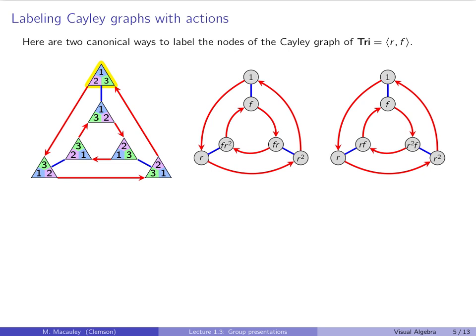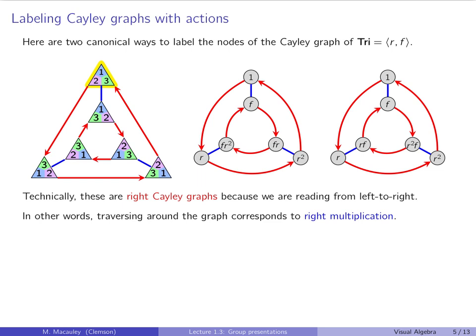In this class, we will typically prefer this one. And that's just because nodes that are close to each other, so this pair and this pair, have the same power of R, whereas over here we have an R and an R squared, and R and R squared. And that's just my personal preference. Even though there are not that many people that use Cayley graphs, I'm sure a lot of people use this convention.